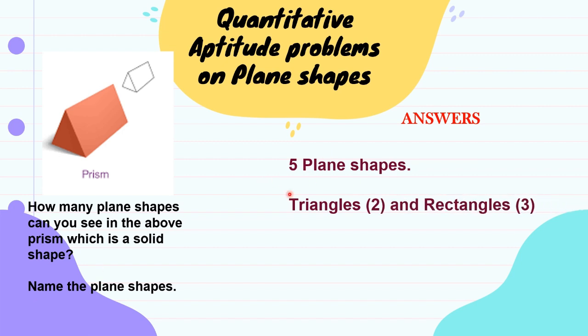5 plane shapes. That is 1, 2, on this side 3, on this side 4, and under 5. So the plane shapes are triangles. 1, 2. The one here facing me and the one facing this side. 2 triangles. Then 3 rectangles. The one here facing this side, the one here facing this side, and the one under. 2 triangles and 3 rectangles can be brought out of this prism.